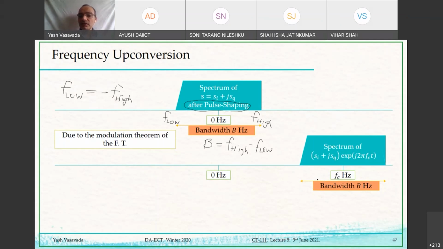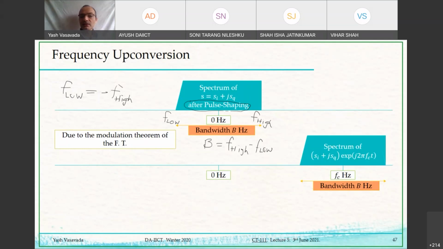But not only that, the bandwidth remained the same, the content of the spectrum remained the same. If we take a box and we move it from one position to the other, nothing inside the box changes. So that is what is happening. We are just moving the spectrum by multiplying with this exponential function.